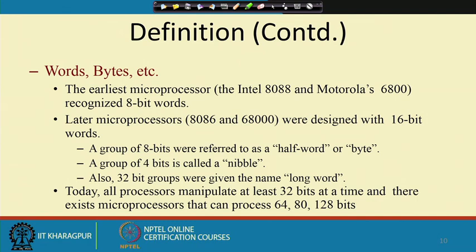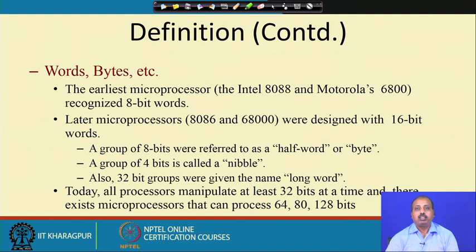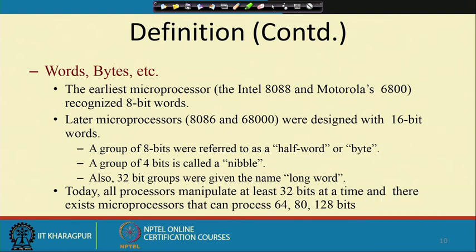So, 32-bit groups are often named a long word. Of course, again the same thing: this is a bit non-standard, because it depends on the word size of the processor. All processors today manipulate at least 32 bits at a time, and there exist microprocessors that can process 64, 80 or 128 bits also. That way, we can have much better processors, capability-wise, in which we can manipulate larger data widths in a single instruction.